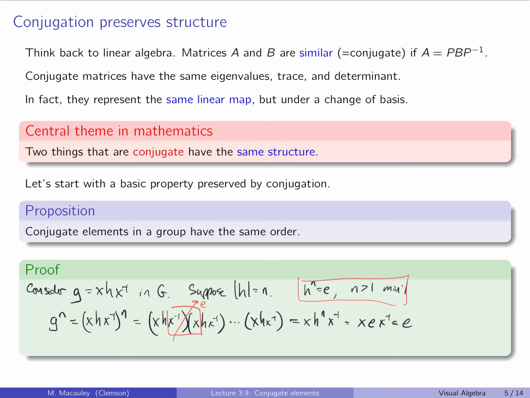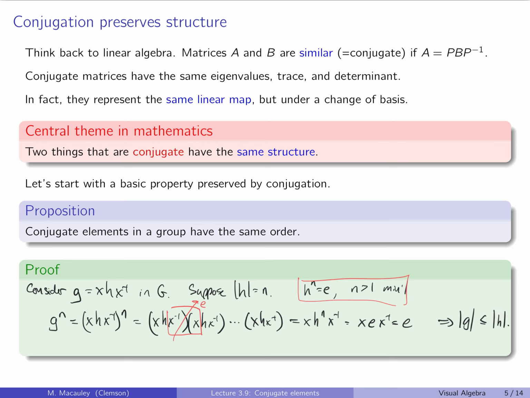So in other words, if two things are conjugate, so if g is conjugate to h, we can't here necessarily say that the order of g is equal to the order of h. We just know that if n is the minimal thing that when you raise h to, you get the identity, then g to the n is equal to the identity as well. But maybe n's not minimal. So this says that the order of g is less than or equal to the order of h.